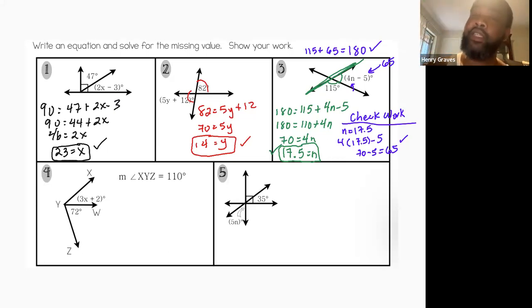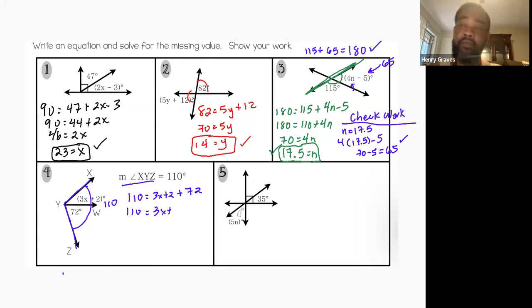All right, on this one here, they're saying that this angle XYZ, all of this right here, is equal to 110, right? So I'm going to do 110 is equal to 3x plus 2 plus 72, right? So 110 is going to equal 3x plus 74, because 72 plus 2 is 74. I'm going to subtract 110 minus 74, which gives me 36. Oh no. 36 equals 3x, so that means 12 is equal to x.